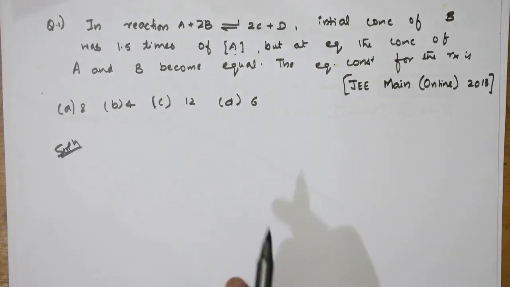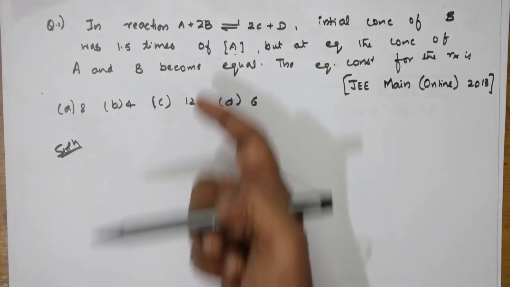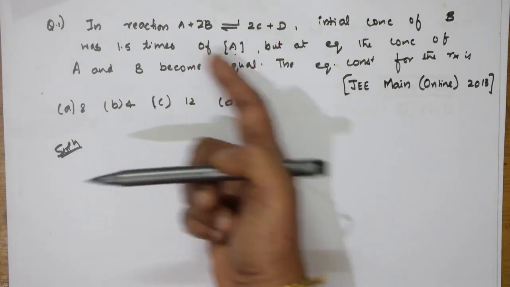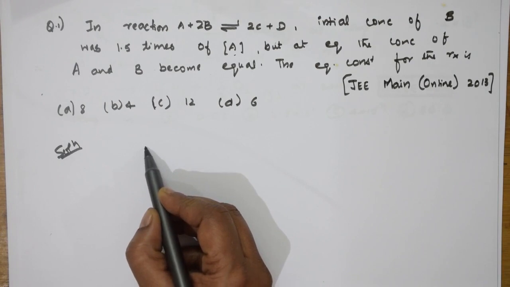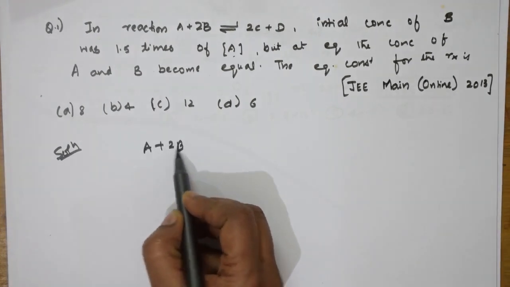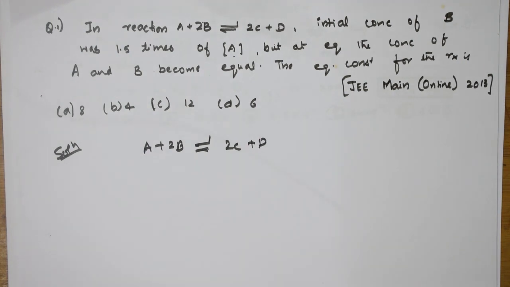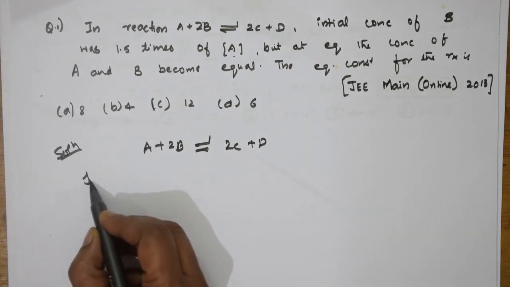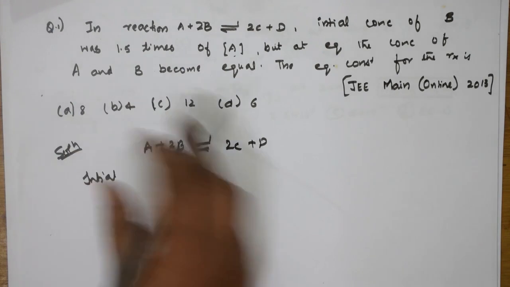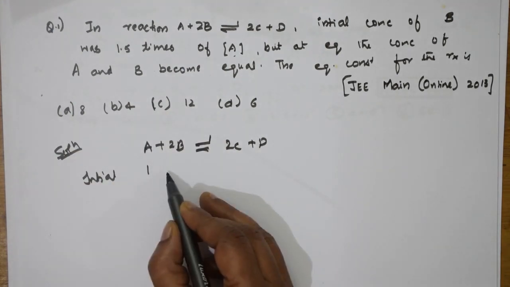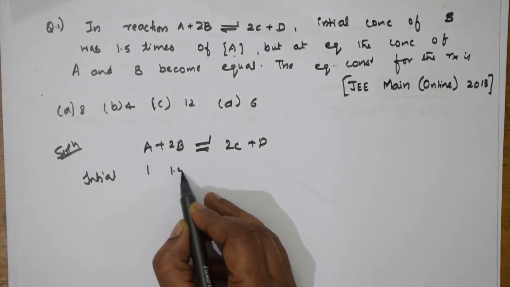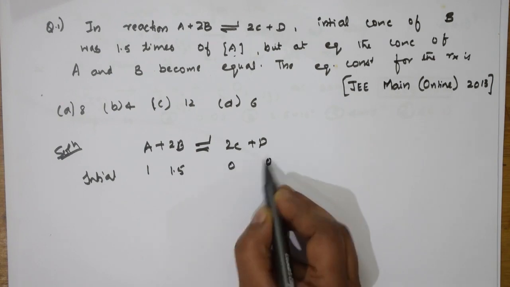First of all, whenever such a question is given to you, try to copy the equilibrium reaction which is given to you. So what is this? A plus 2B gives 2C plus D. This is the equation. Now what did they say? Initial concentration, how much do they give? Initial concentration of A is 1, B is 1.5, then C was 0, D was 0.